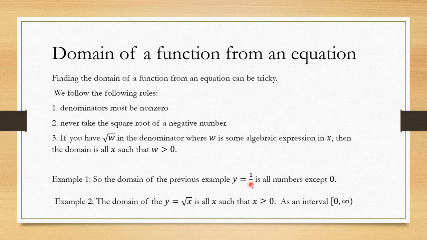If you take, for instance, 1 over x, well, we can never have this denominator 0. And so because of that, the domain would be all numbers except x equals 0.